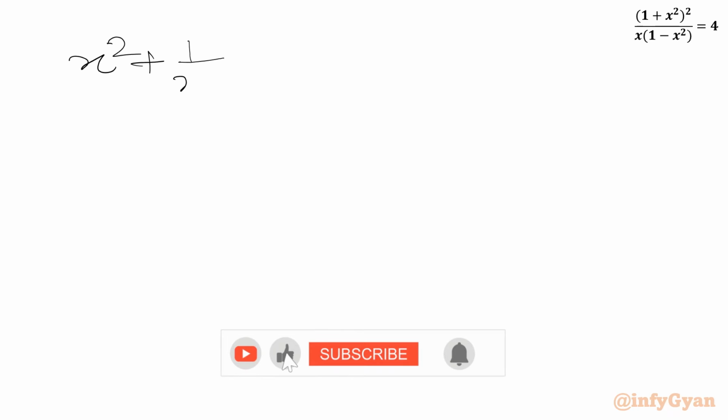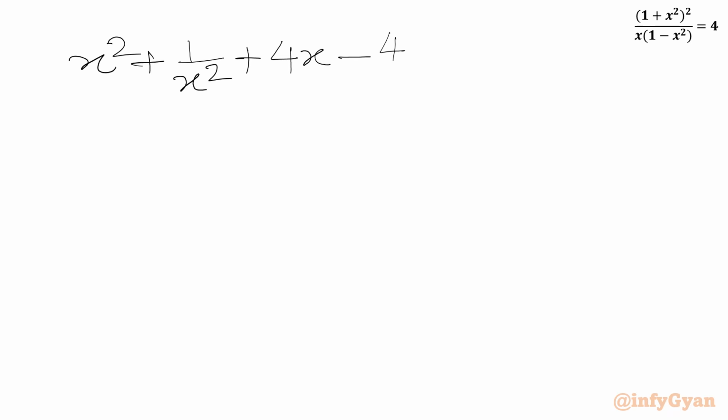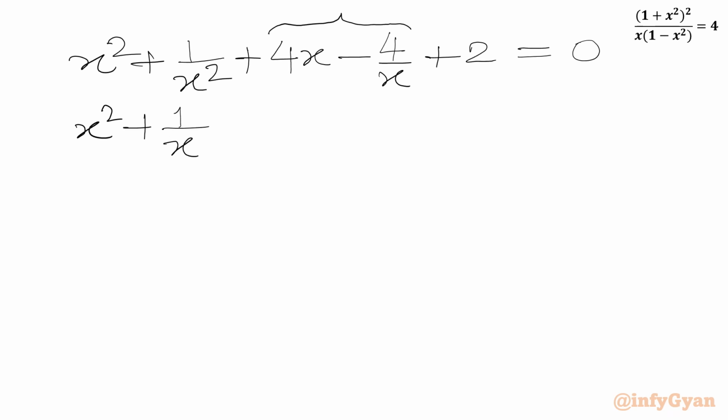So I can write x square plus 1 over x square plus 4x minus 4 over x plus 2 equal to 0. Now from these two terms I can take 4 common out. So I will write here x square plus 1 over x square, and then I will write here 4 common out. So in the bracket I am getting x minus 1 over x. Then we have plus 2. RHS is 0.